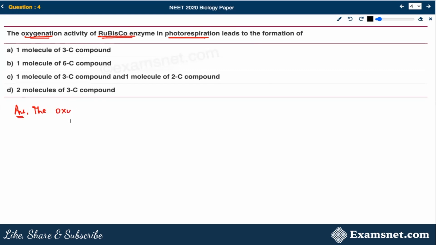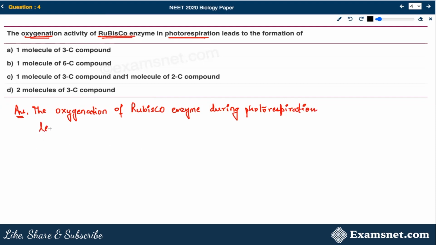So the correct explanation will be that the oxygenation of Rubisco, which is ribulose bisphosphate carboxylase oxygenase enzyme, during photorespiration leads to formation of one molecule of 2-phosphoglycolate. Now this phosphoglycolate is a 2-carbon compound. Let me tell you one thing.